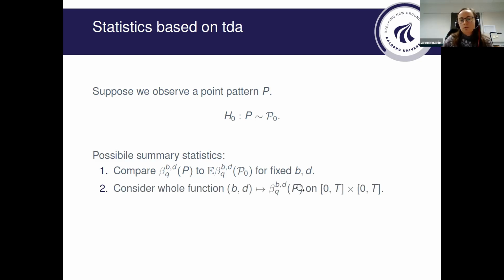You could also look at these persistent Betti numbers now as a function of the birth and death time. So now they're a whole function, and let's say that we look at them on some bounded square in the plane. And then you could consider this function and compare to what it would look like under the null model.